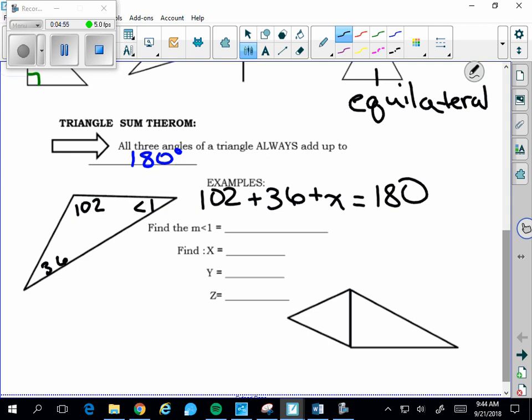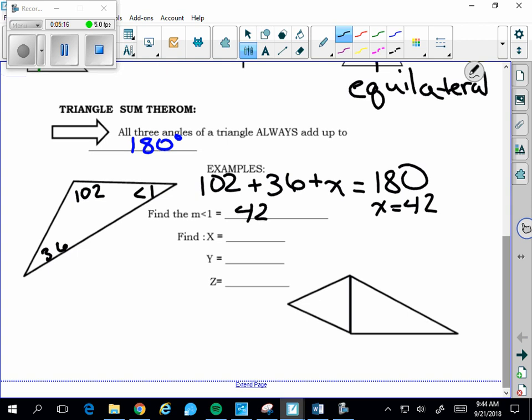So next thing I'm going to do, I'm just going to solve that like a regular algebra problem. And when I do that, x is equal to 42. So the measure of angle 1 is 42 degrees. So, moving on to the next one. Cross out this z thing. Actually, I'm probably going to have that crossed out in your notes when I give them to you.